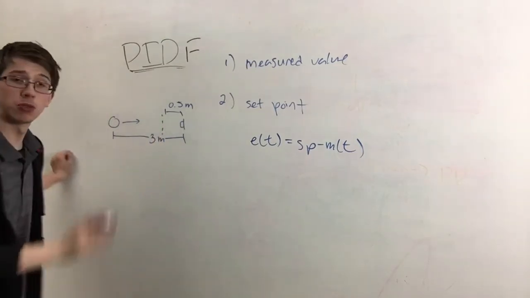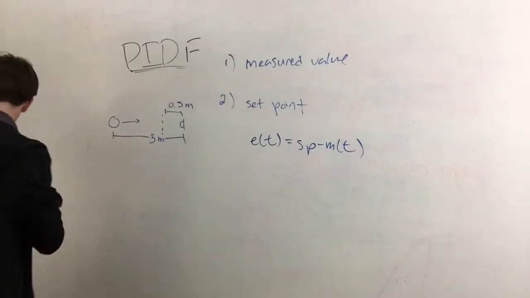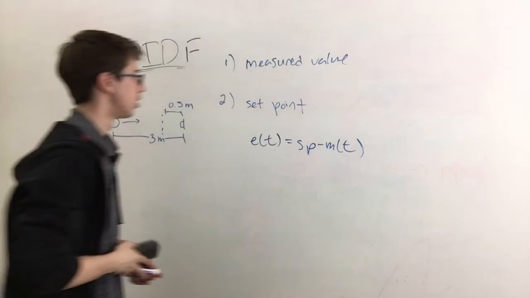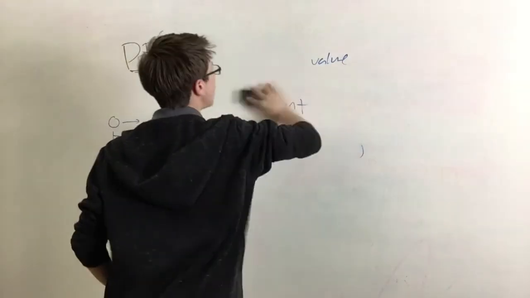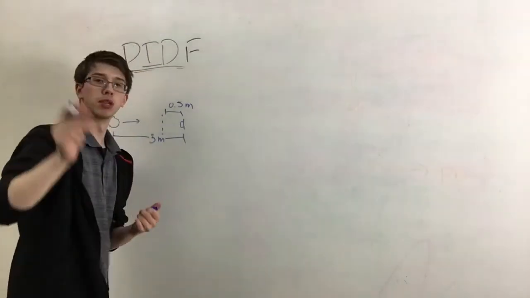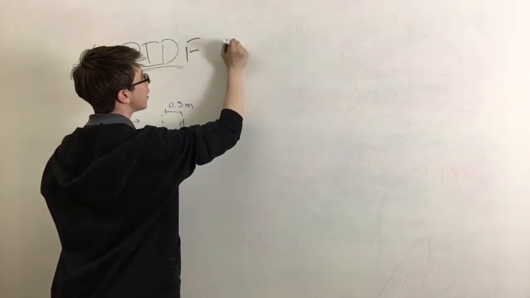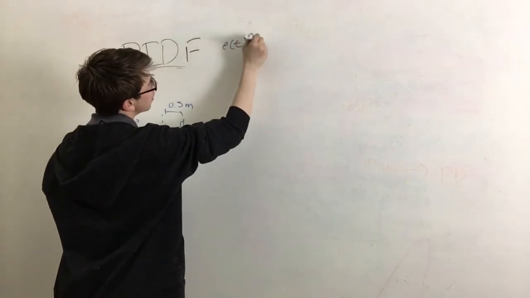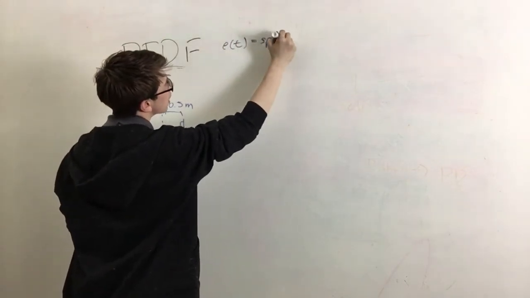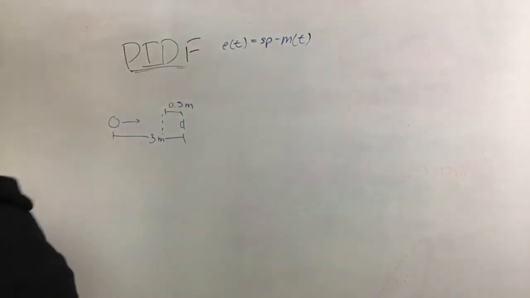Now, this is relative to distance, and this is where our p value comes in. So let's move this equation up top, and we'll change the color. Actually, we'll leave it as blue for p. So we're going to have E of t equal our set point minus our measured value given time. So m of t. All right.